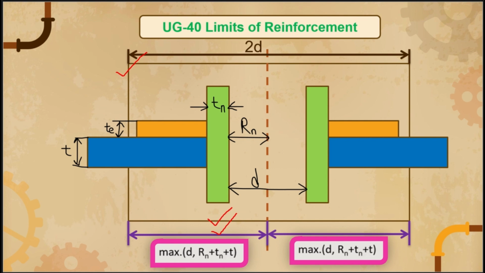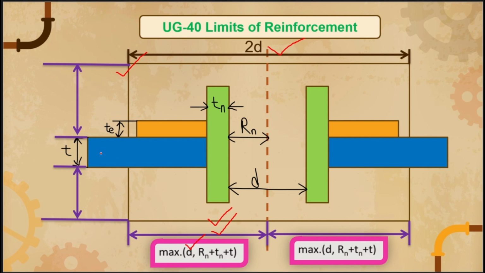In most scenarios, D is the maximum, that is the finished diameter of the opening, guys. So if D is the maximum, then the total distance parallel to the vessel wall is 2D, guys. I hope you are getting the point. So this is all about parallel to the vessel wall. Now let's see the limit of reinforcement normal to the vessel wall.